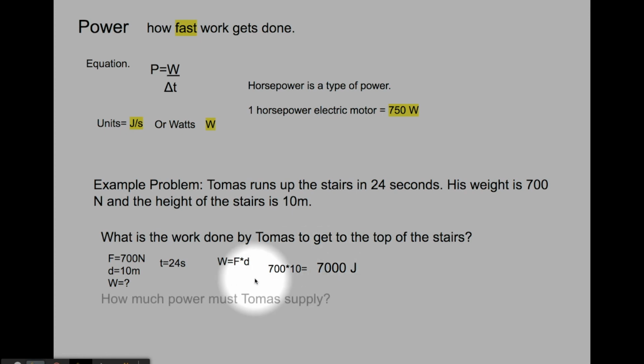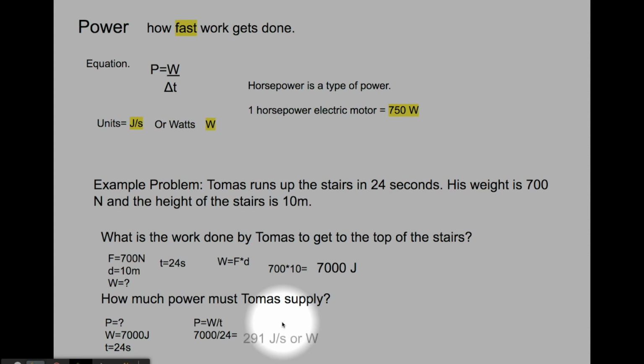Now, how much power? So you should have this all written down, right? The power is work divided by time. So we just plug this in, 7,000 divided by 24. So that gives me 291 joules per second, or 291 watts, capital W in Moodle. Okay, so that's how much power you must apply to do this task.